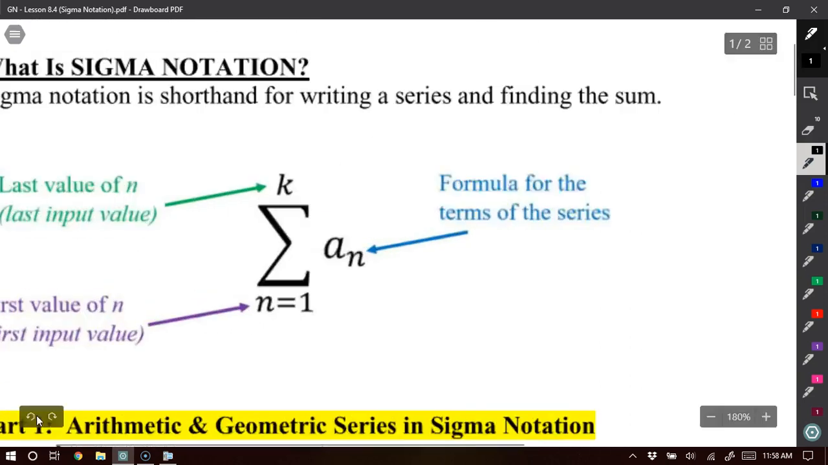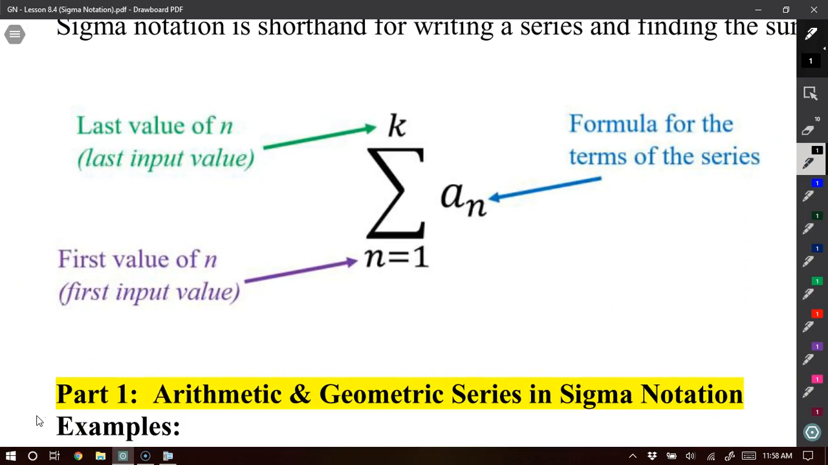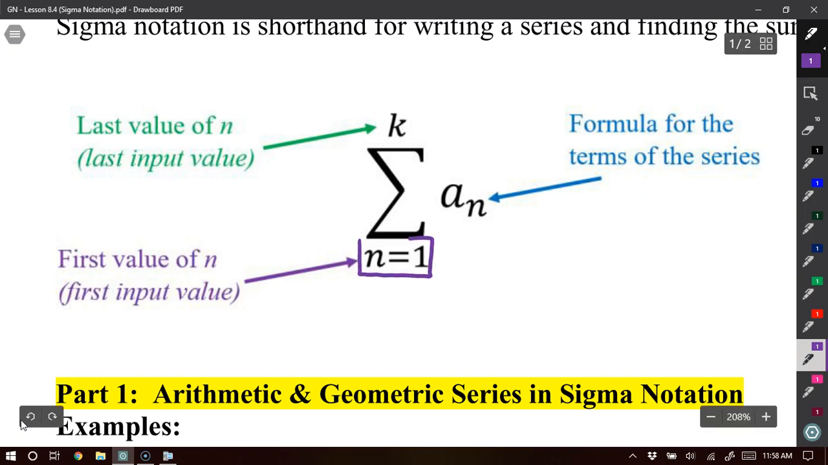And so here is a visual analysis of sigma notation. You have the Greek letter sigma. You're going to have an equation below it, n equals some number. And in this case, I just have n equals 1. That is the first value of n. It's the first position in the series. It's the position that you are starting at. It's your first input into the expression.